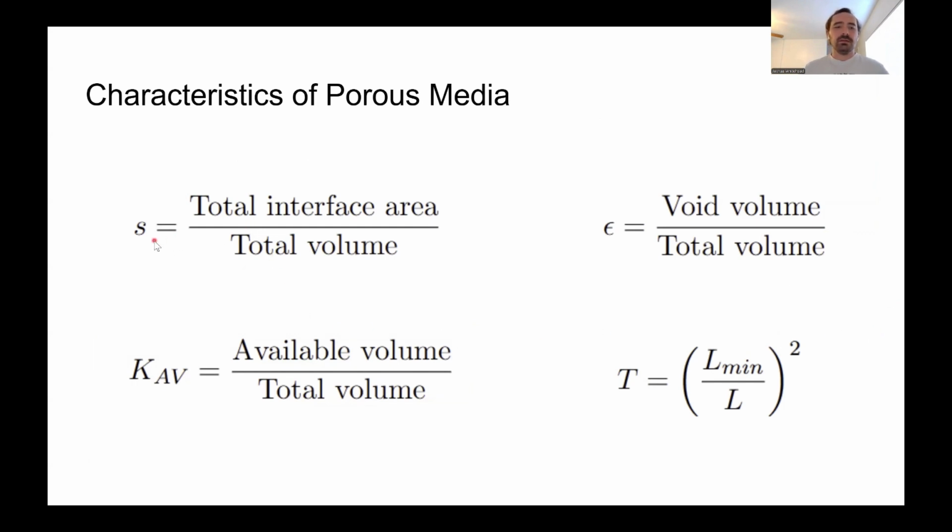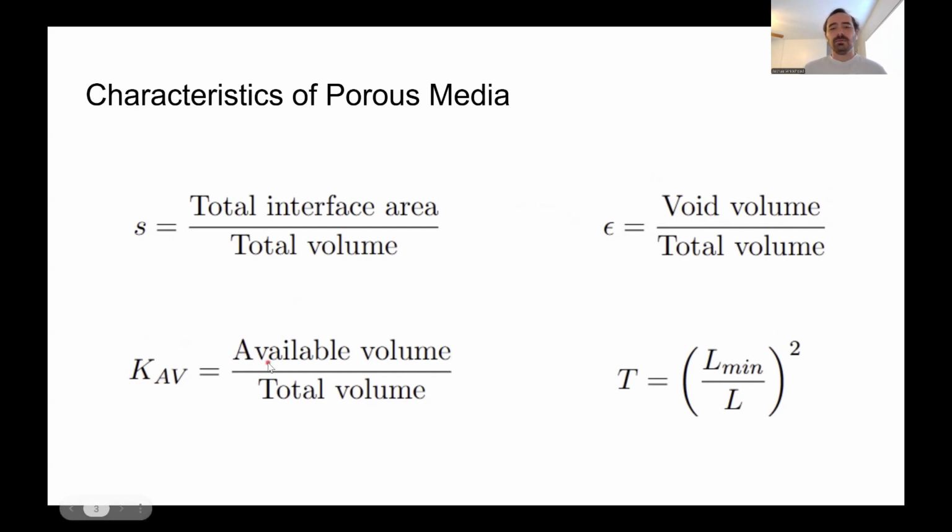ways. The first way is with the specific surface, and this is essentially a measure of the total interface area between the void space and the solid phase. And then over here on the right, epsilon is the porosity of the medium, which is given by how much void volume there is compared to the total volume. And then there's the available volume fraction given by KAV.